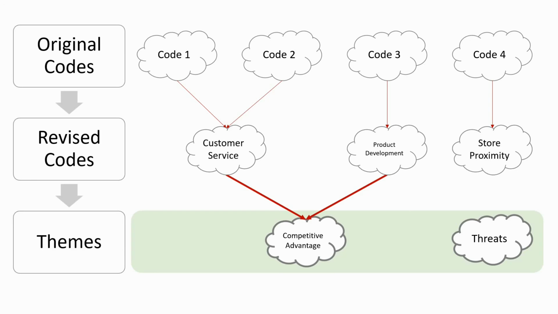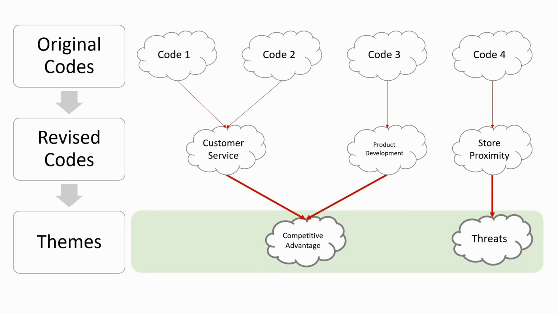Anyway, coming back to our example, because of your existing literature, you will easily be able to link a code such as store proximity to a theme called threats. As in, Starbucks are expanding so rapidly that stores in close proximity are fighting for the same customers.